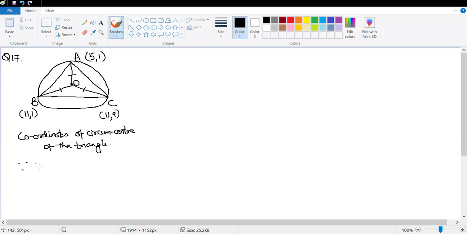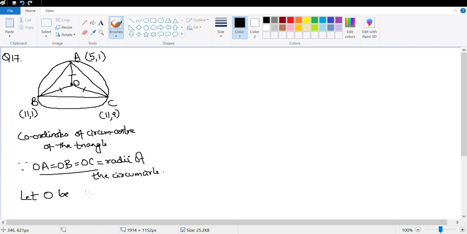So since OA is equal to OB is equal to OC is equal to the radius of the circumcircle, this is what is given. Now we will need to find the coordinates of O. So do we know anything about O? Do I know any x coordinate or y coordinate? No. So let O be x comma y. So there are 2 coordinates, 2 variables, both of which I don't know.